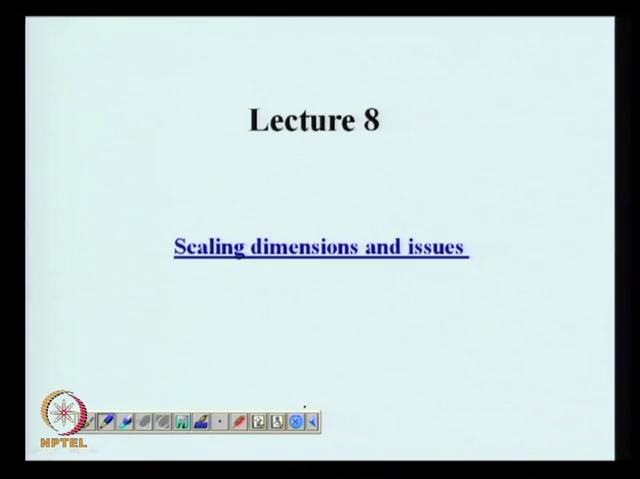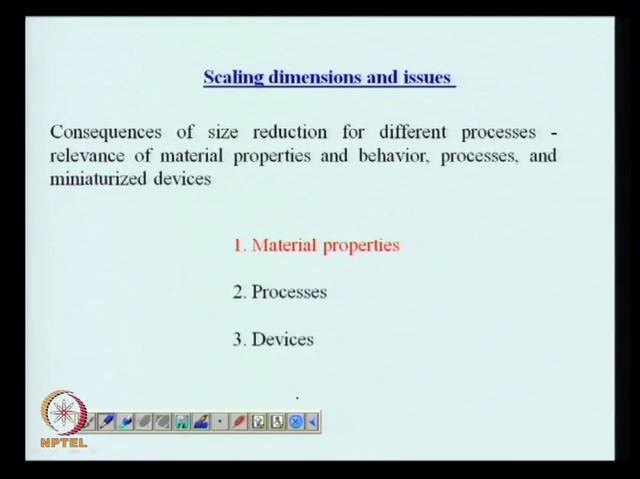Good morning. We are going to continue with our studies on scaling dimensions and issues. We had an introduction about scaling, the scaling laws, and whatever is involved in the initial part of our lecture. We concentrated on material properties. Now, there are three things which need to be looked into.